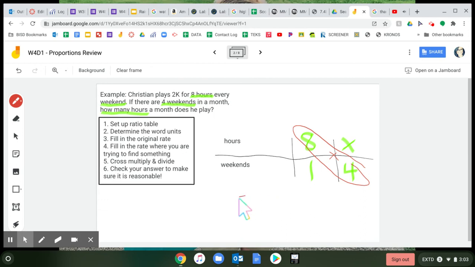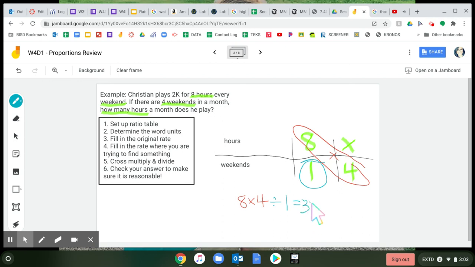And I'll write that down here. 8 times 4. And then the number you're dividing by is going to be that extra number, which is the 1. So divide by 1. And when I solve that, 8 times 4 is 32. Divided by 1 is still 32.